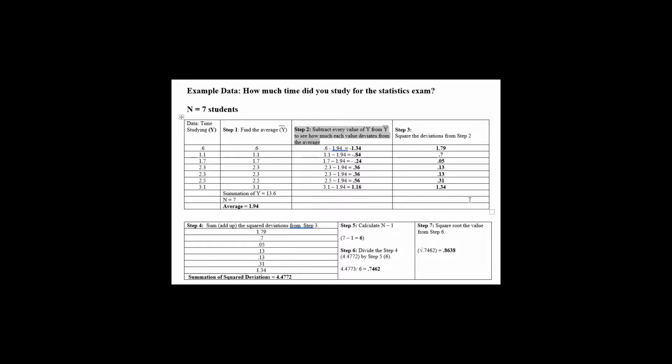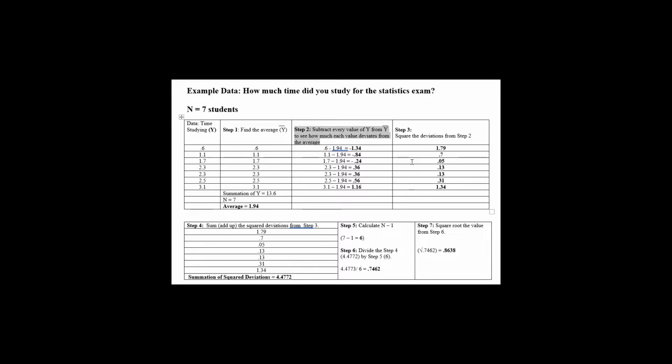The mathematicians have solved the problem. You don't add up all of the answers in step 2 because you're going to get 0 every time. What do you do to fix it? We square the deviations. So negative 1.34 squared is 1.79, positive. Negative 0.84 squared is a positive 0.7. Negative 0.24 squared is a positive 0.05.